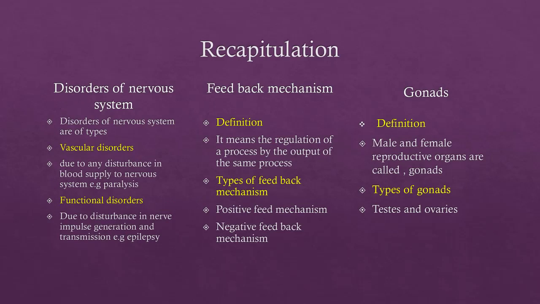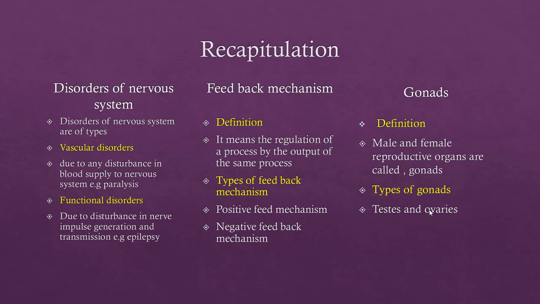So dear students, in this way we have completed our today's topic. Let's take a short review of our today's lesson. Today we have studied about Gonades, feedback mechanism, disorders of nervous system. Gonades. Male and female reproductive organs are called gonades. There are two types of gonades, which are testes and ovaries.